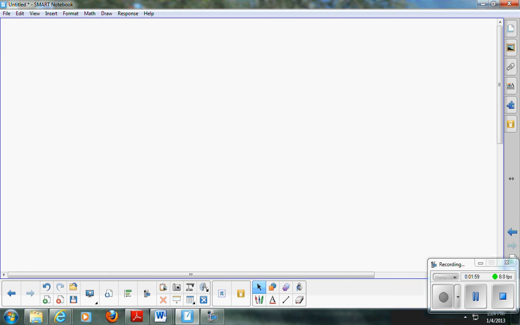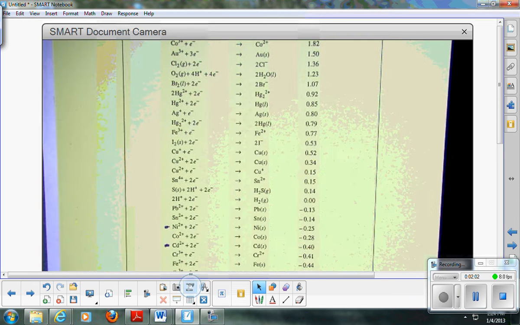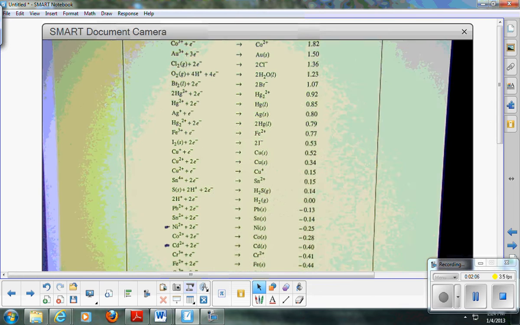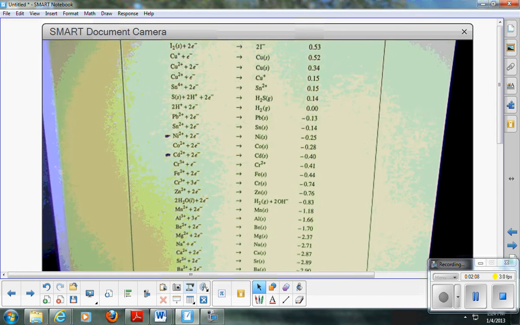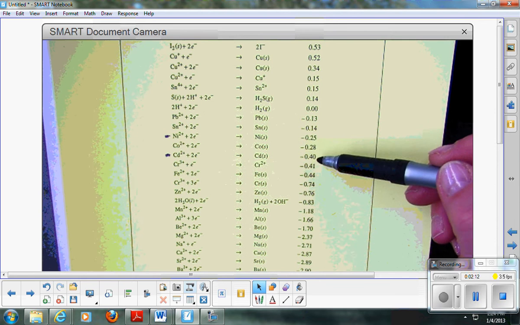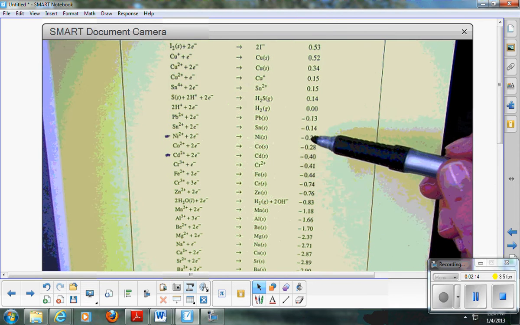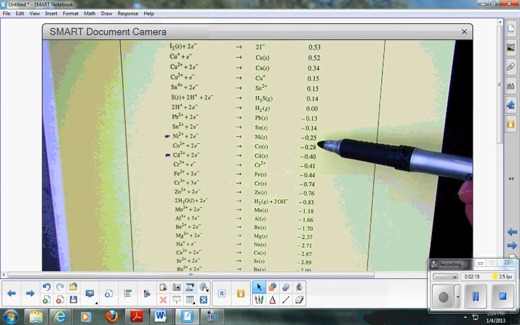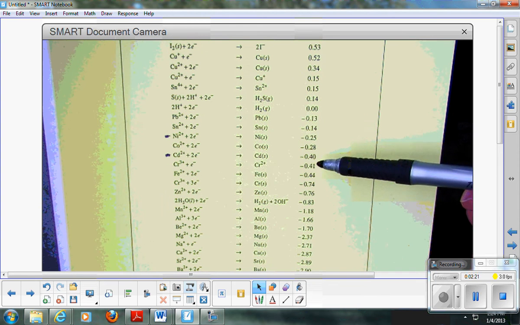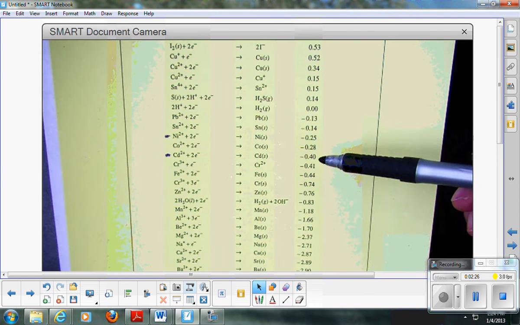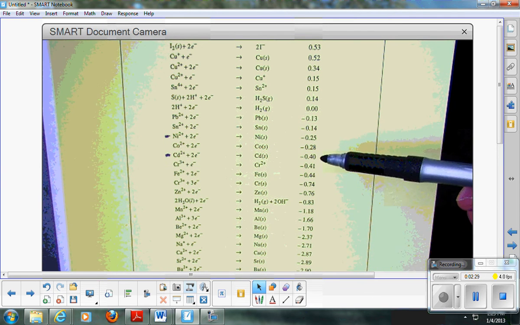You want to find the 2 that we will be working with. The 2 that we're going to be working with are down here, nickel and cadmium. Now, nickel is above cadmium. This is a reduction table, so because nickel is above cadmium, nickel gets to be reduced, and cadmium has to be oxidized. Reduction and oxidation have to take place at the same time, so one of them has to be oxidized and one of them has to be reduced.